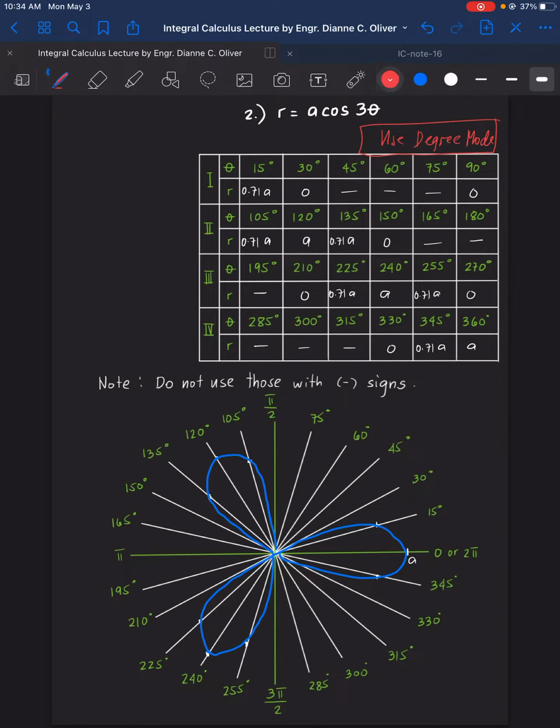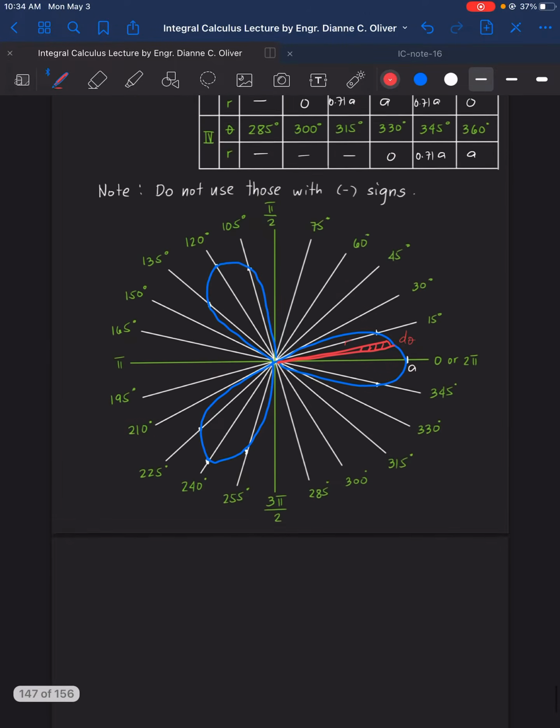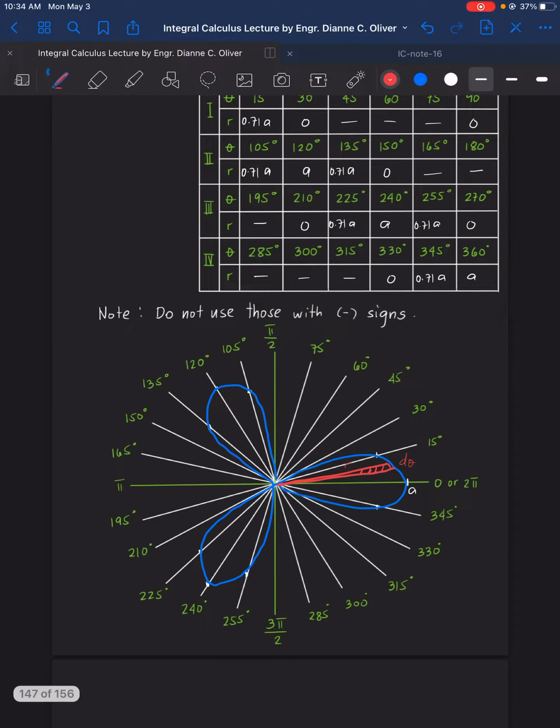Now again, let's have the area strip. There you go. This is d theta, then r. Now, how do we solve this one here? We can have 4 solutions. Actually, you can have 4 solutions for this.